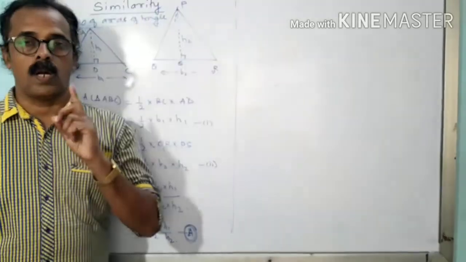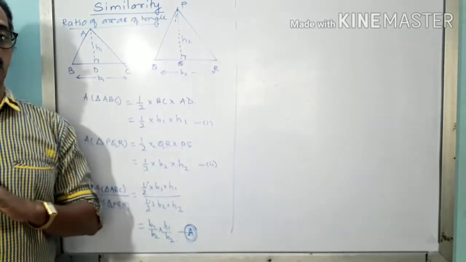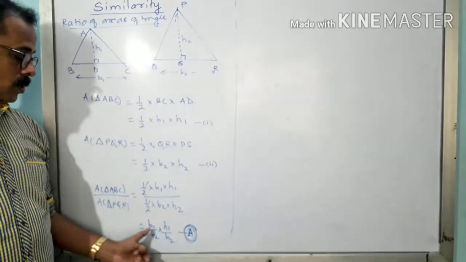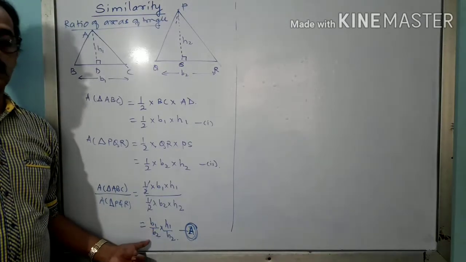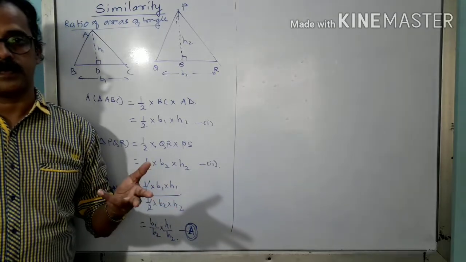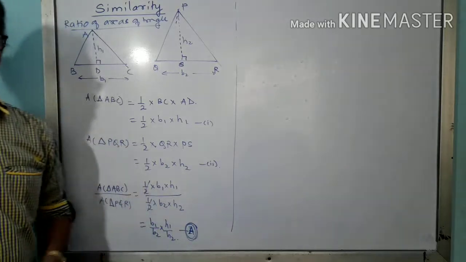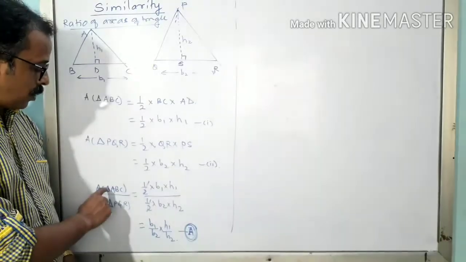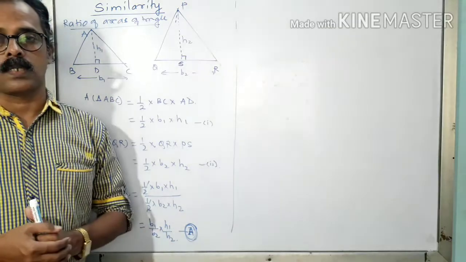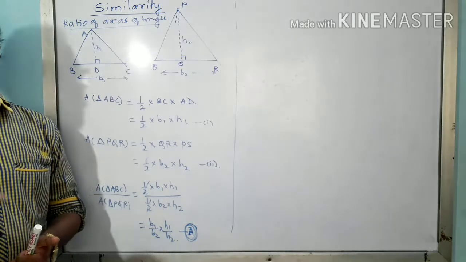Now you need to underline that property given in your textbook. What is given? The ratio of two areas of triangle is equal to the ratio of the product of their corresponding bases and heights. And how does the problem come? The problem comes from this particular case itself. How many unknowns are there? There are 1, 2, 3, 4, 5, 6 quantities. 6 things are there. They will give you 5 and they will ask you to find out the sixth one.